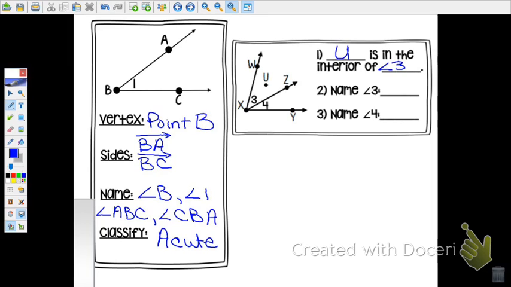So we can have points that are on the angle. Points W, X, and Z are all on angle 3. We can have points that are on the interior. Point U is on the interior of angle 3. Point Y would be on the exterior of angle 3. It's on angle 4, but it's outside of angle 3. What's another way for number 2? What's another way we could name angle 3?